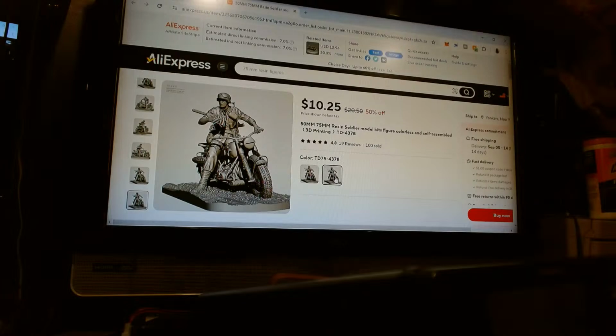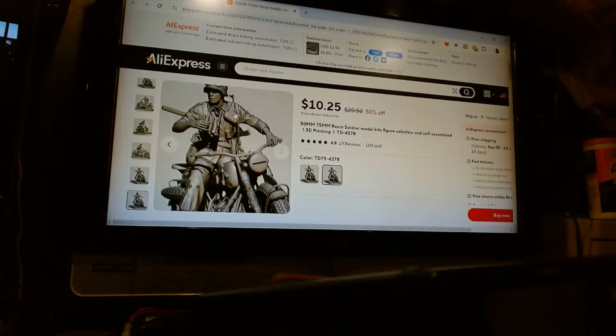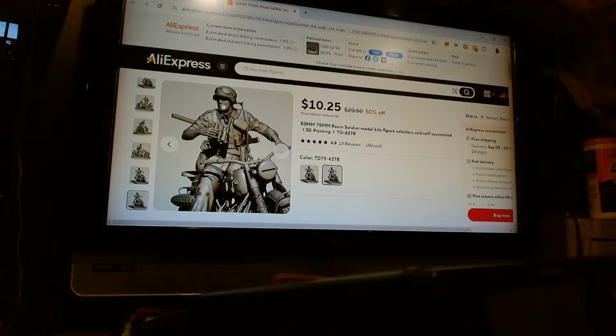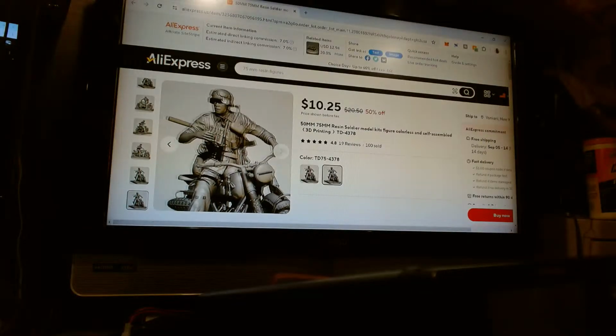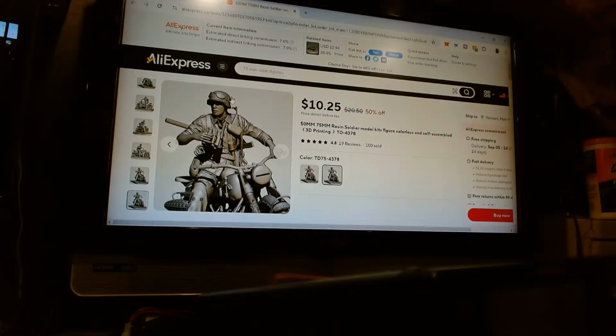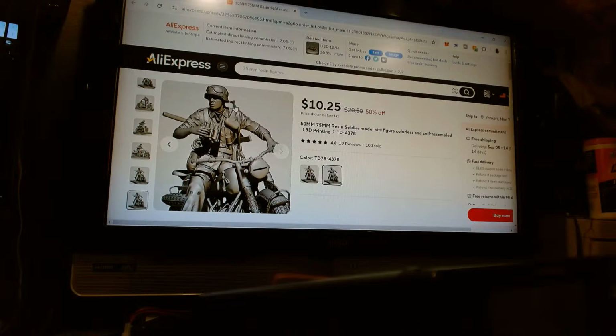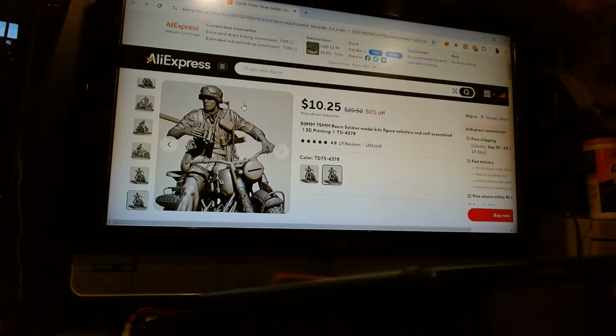So this is a 3D printed German soldier. Of course, you have to assemble it. When I did the unboxing video, you saw that this was inside. Excuse me. There were several pieces you have to put together. You have to glue them together. Because this falls under, for me, plastic models.